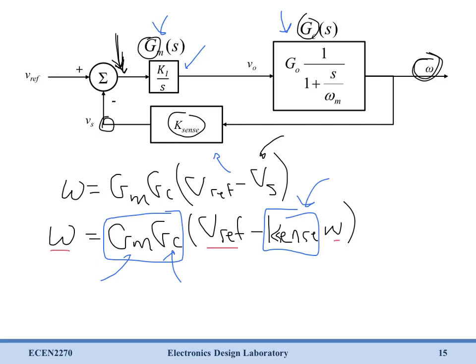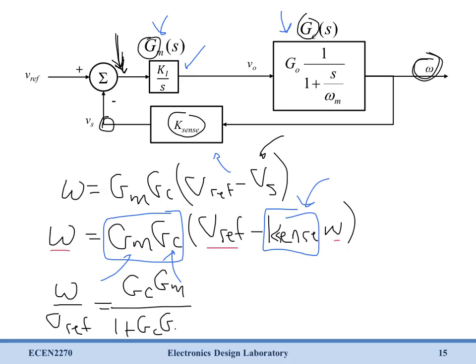Now we can simplify this a little bit. We can move omegas all over to the same side and just put this in terms of omega over Vref. And what we'll end up with is omega over Vref is equal to GCGM over 1 plus GCGM K-sense.